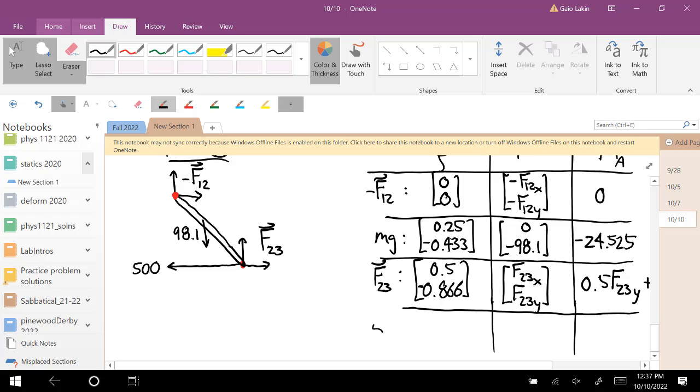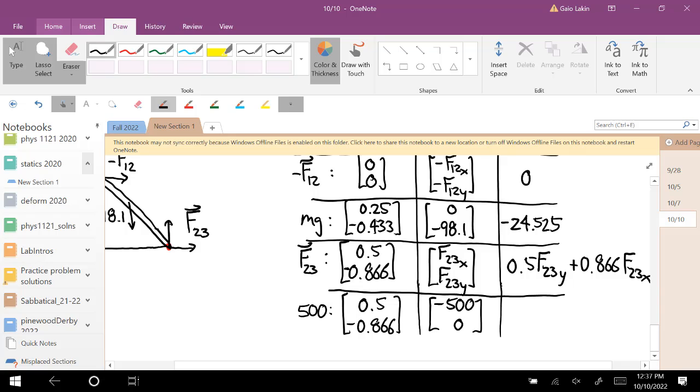And then the 500 Newton force, that is the same row vector, 0.5, negative 0.866. The force vector is negative 500, 0. And so the cross product is negative 433.